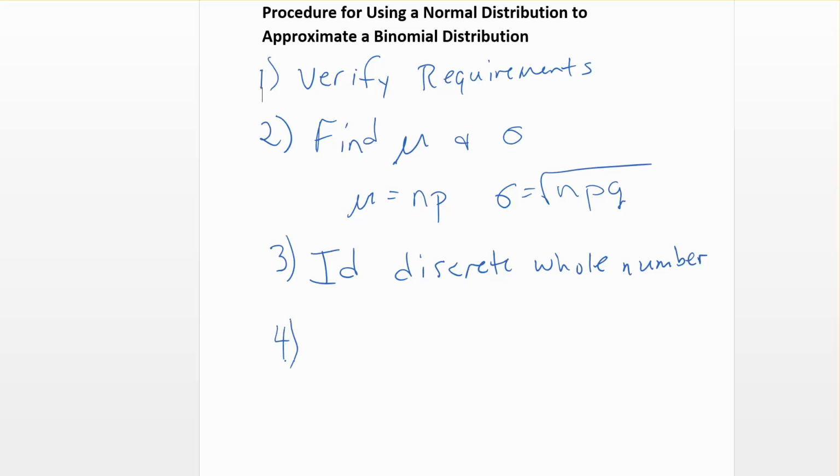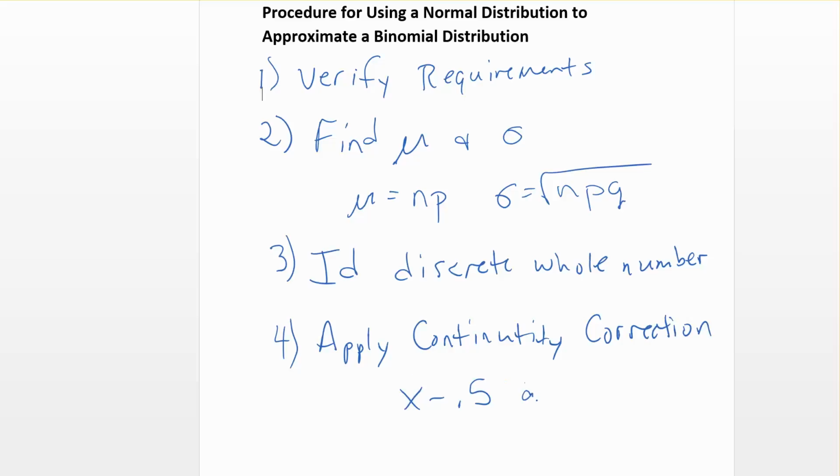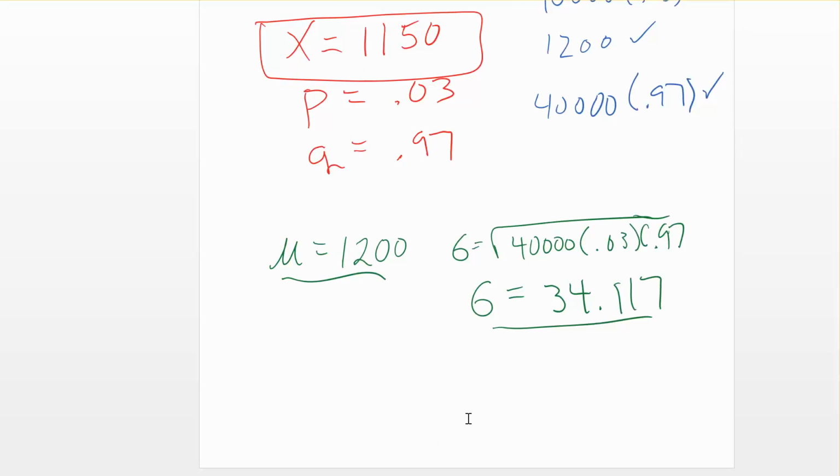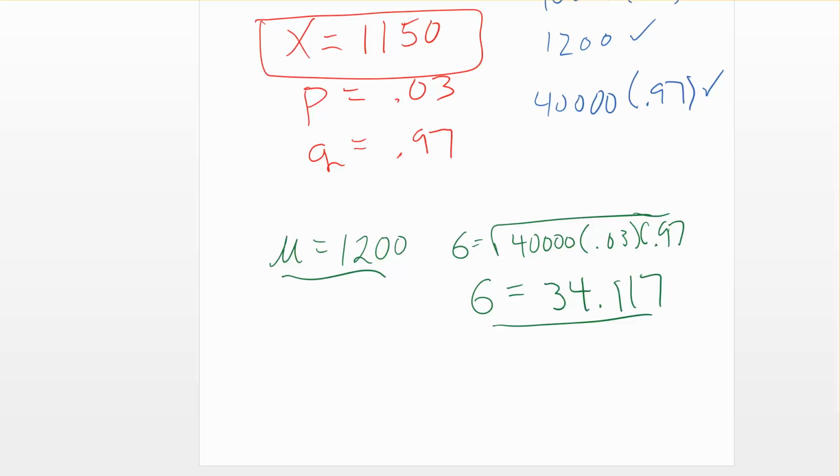And that is, we need to apply the continuity correction. I'm just going to put apply continuity correction. Remember, that was taking x minus 0.5 and x plus 0.5 and building that vertical strip around, in our case, 1150. So if we go back to our problem, and I'll have to scroll down, let's give it a little bit more room here.